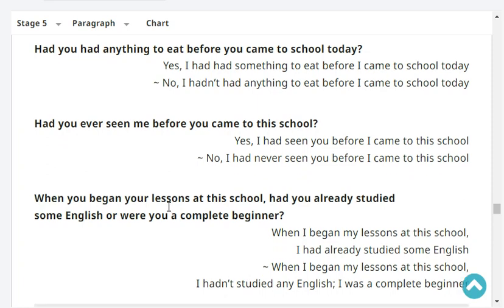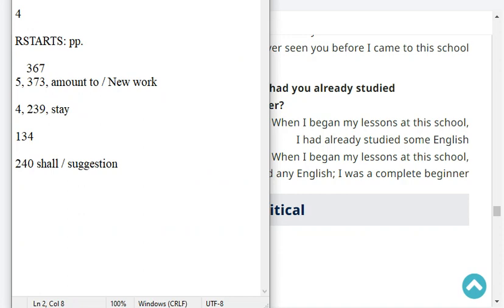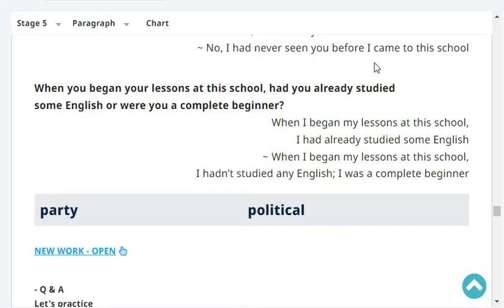When you began your lesson at this school, had you already studied some English or were you a complete beginner? When I began my lessons at this school, I had already studied some English. Very good.